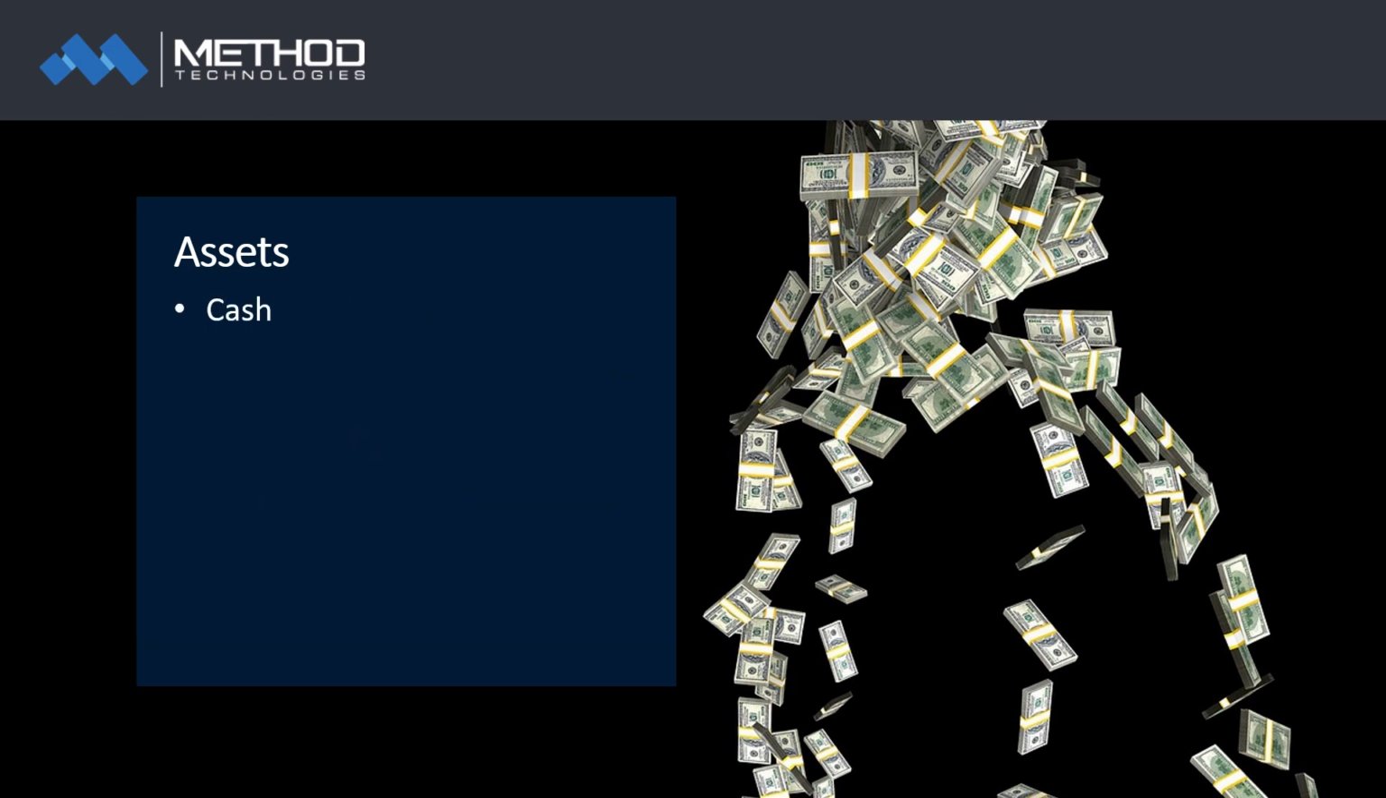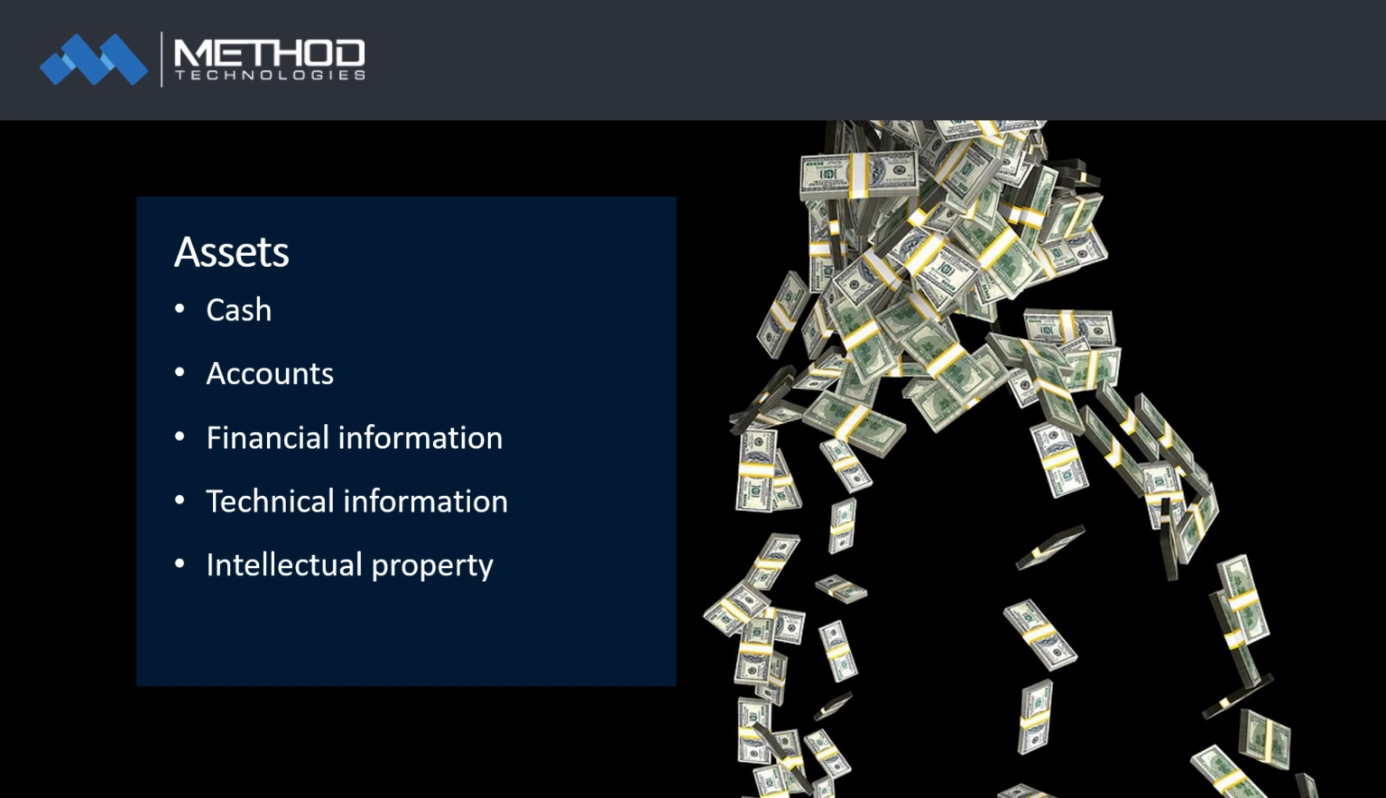Some examples would be cash, accounts, financial information, technical information, and intellectual property. A lot of these items are pretty obvious. Accounts don't have to be necessarily a financial banking account. This could be to a Gmail account or to your work email account. There's value found in a lot of those things as well.